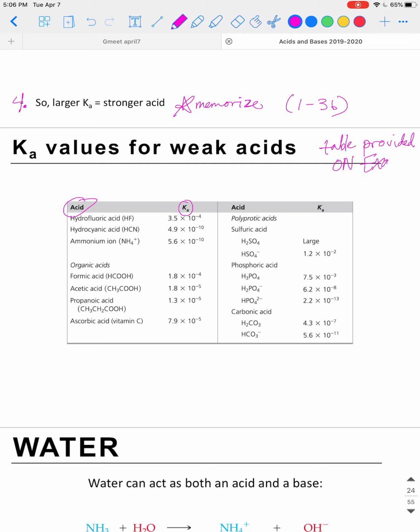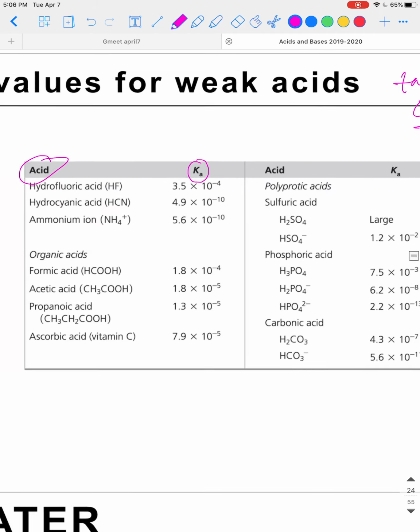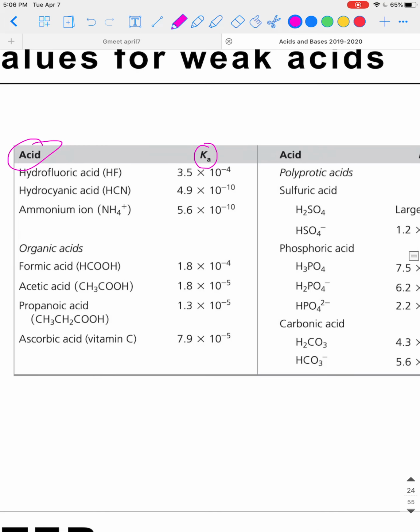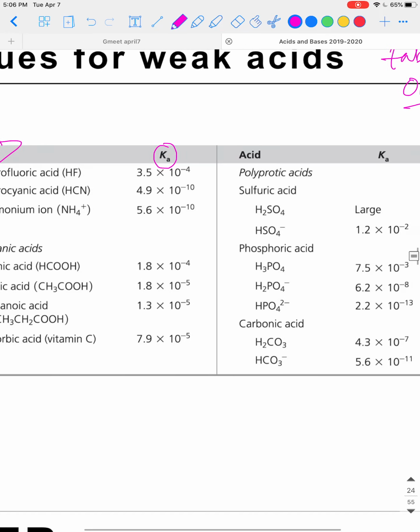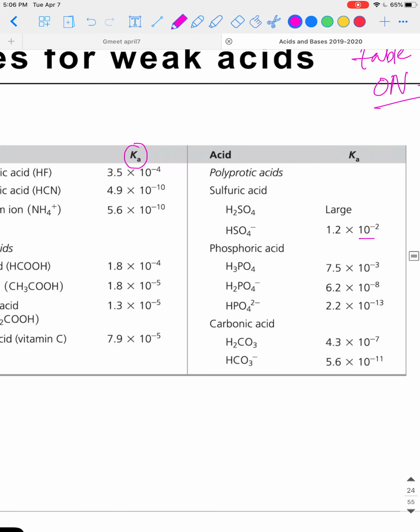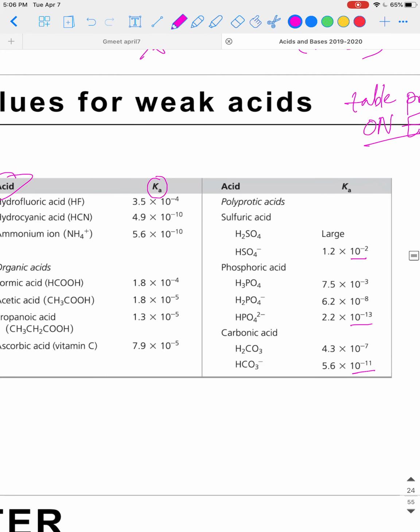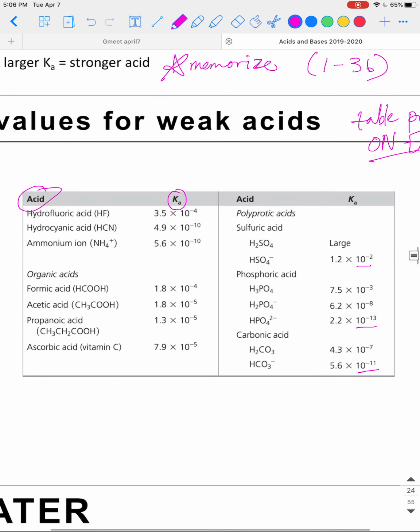On exam 4, if we look at these, you can see there's quite a range of Ka values. If we zoom in on some of this, for example, you could have 3.5 times 10 to the minus 4. You could have 1.2 times 10 to the minus 2. You could also have really, really small numbers, times 10 to the minus 13, times 10 to the minus 11. So there's all kinds of Ka values, and these are pretty small numbers, right?